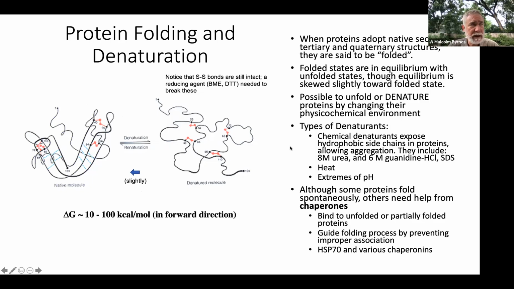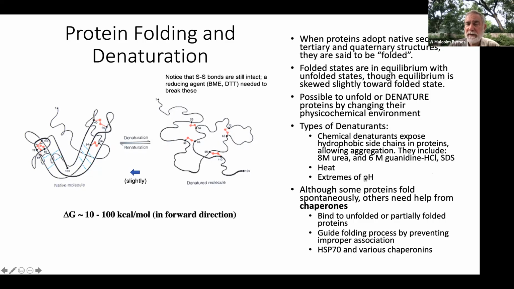You can have chemical denaturants, such as 8 molar urea, 6 molar guanidine hydrochloride, or sodium dodecyl sulfate, SDS. These expose hydrophobic side chains in proteins to the solvent, allowing the proteins to unfold and then aggregate. In addition to chemical denaturants, you can have heat, you can have extremes of pH as well.